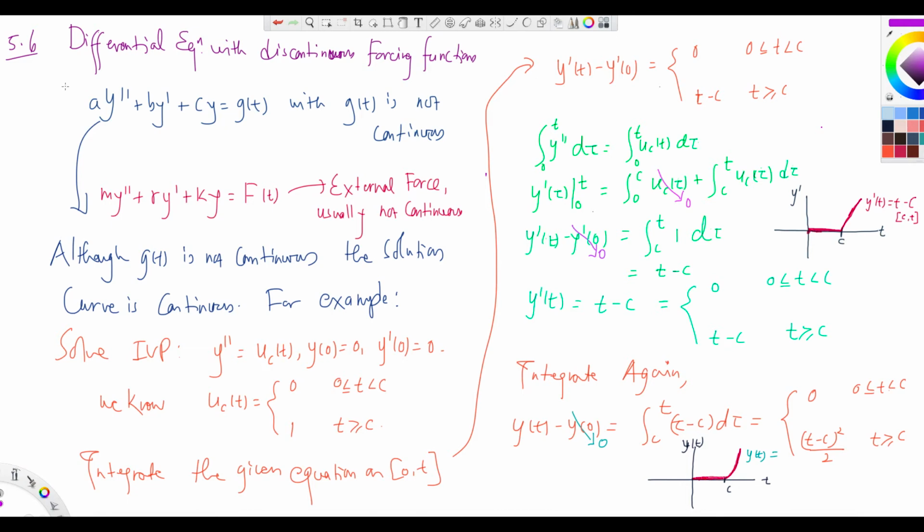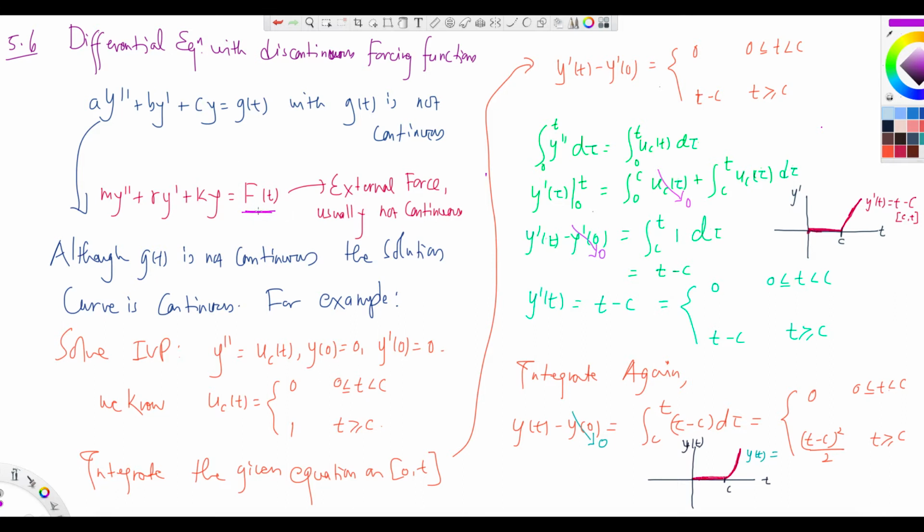In this video, we are going to talk about chapter 5 from the book, that is section 6, which is differential equation with discontinuous forcing function. Do you remember that in the spring mass system we had m y double prime plus gamma y prime plus ky equals f(t)? This was the external force, right? And this external force can be continuous or discontinuous, okay?